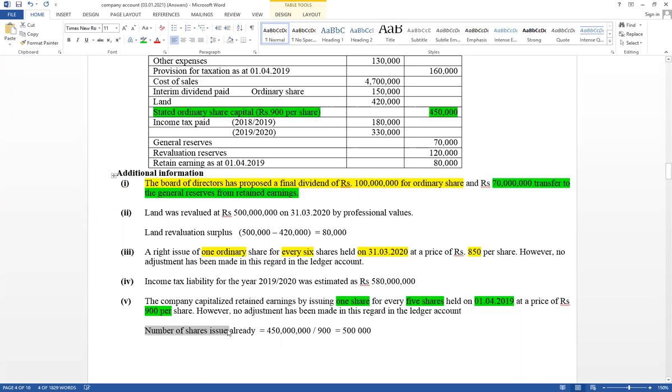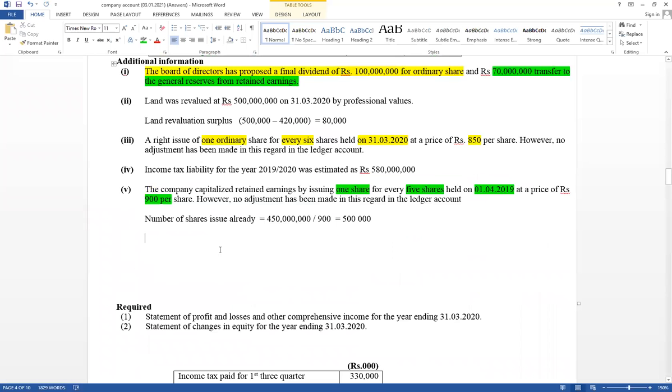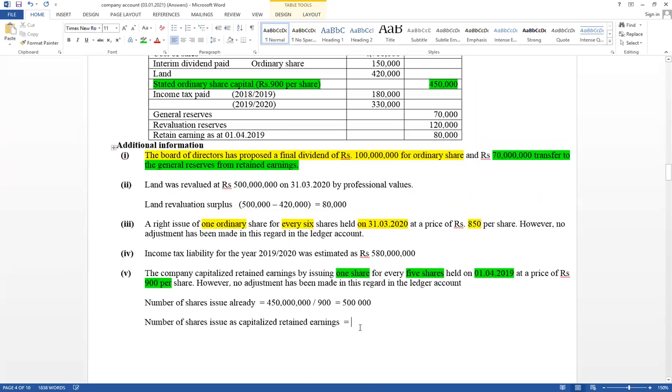Number of shares issued as reserves capitalization, as retained earning capitalization. That is a bonus issue. Number of shares: it has given one share for every 5 shares. The company is going to issue again one share for every 5 shares. Already issued number of shares equals 500,000. Therefore, 500,000, that is the number of shares, divided by 5 into 1.